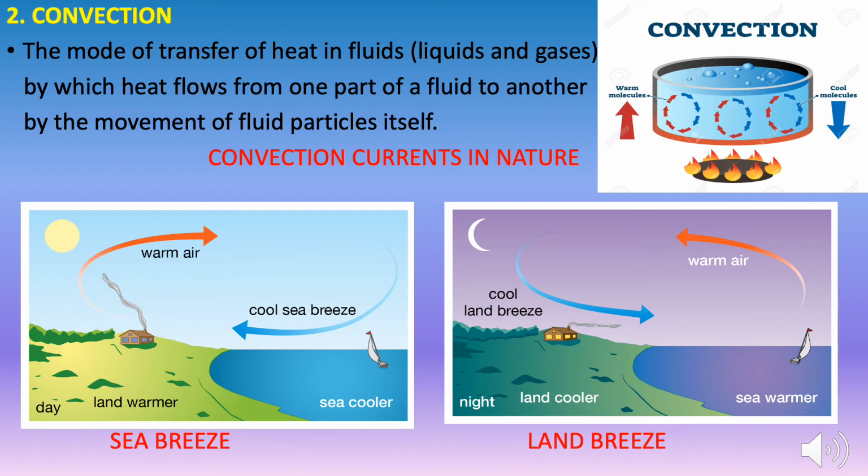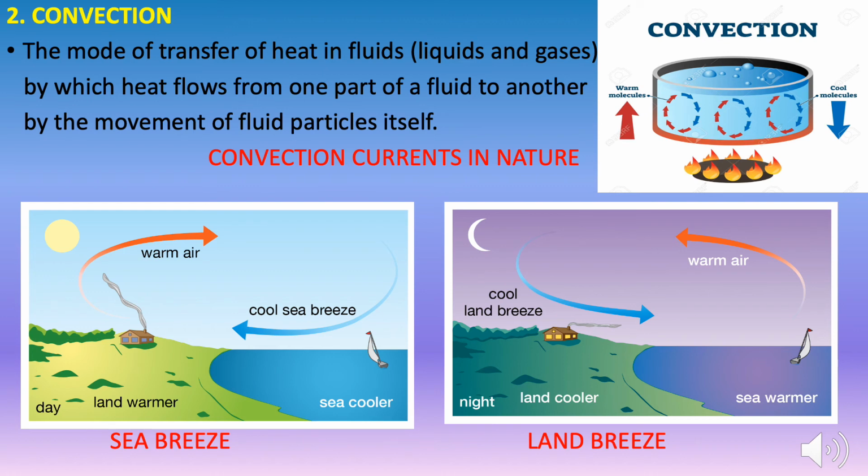Now we will discuss some of the convection currents in nature. You might be knowing about the sea breeze and land breeze. First of all, we will discuss the sea breeze. During the daytime, the land gets heated faster than the sea water. The air above the land becomes hot and rises up. The cool air from the sea rushes toward the land to occupy the space left by the hot air. The convection current from the sea to the land causes sea breeze. In this way, the sea breeze develops.